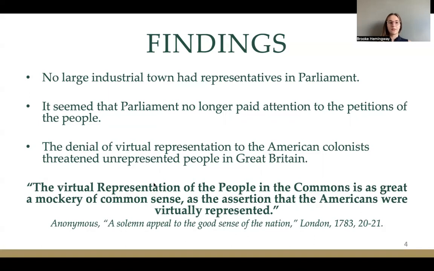Furthermore, these pamphlets made direct appeals using American language. They said that the virtual representation of the people in the Commons is as great a mockery of common sense as the assertion that the Americans were virtually represented. They saw that it was a very similar situation, and they actually had some warnings. They said that because the Americans were denied direct representation and virtual representation by Parliament, they were worried that ordinary citizens of Great Britain may also be denied those same rights. And so they wanted to reform Parliament to prevent that from happening.